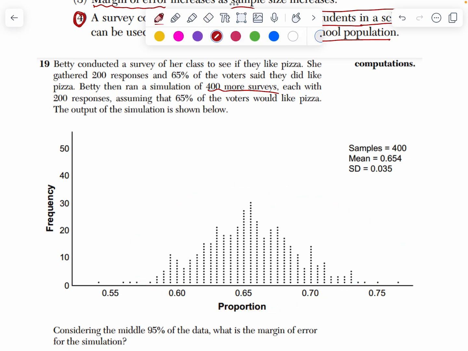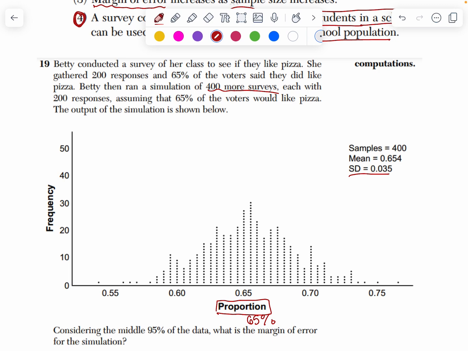Now, you see the word proportion. That is basically asking the proportion of students who decided that they liked pizza. So that's why they're decimals, because what they really are are percentages. 65% is approximately in the middle, 75% to the right, and 55% on the left.